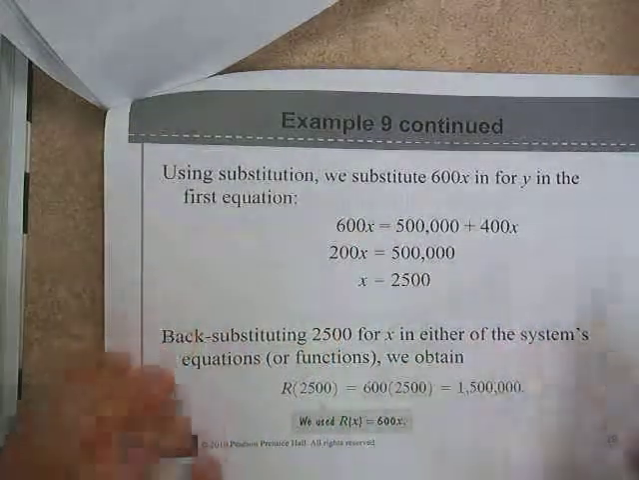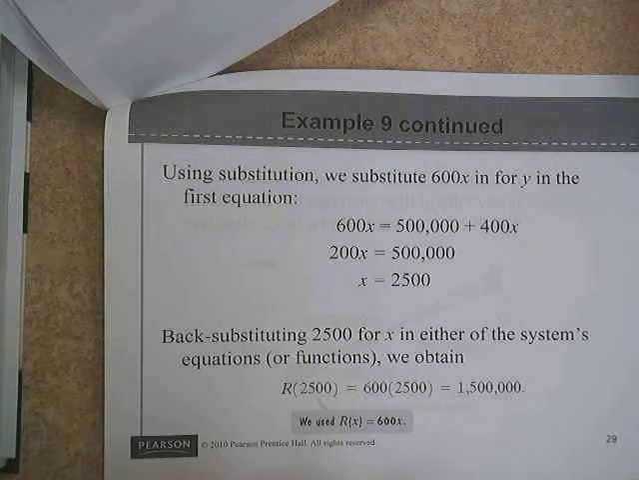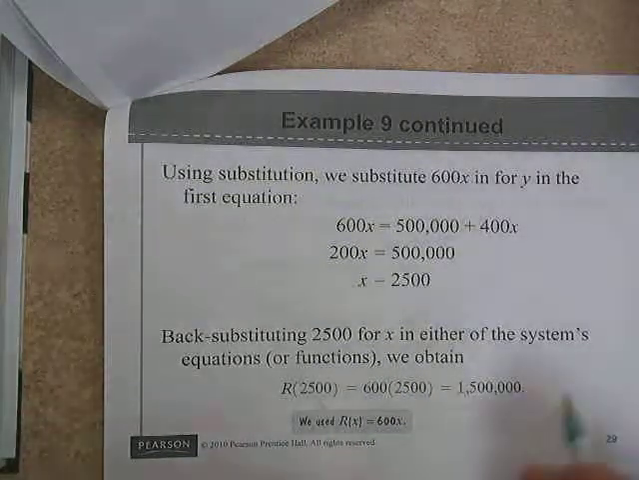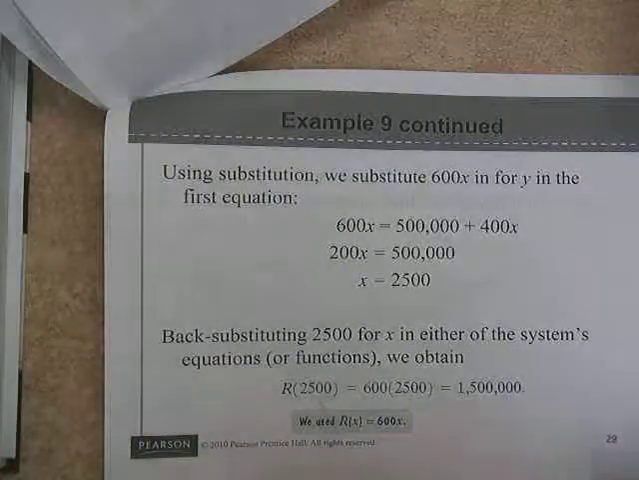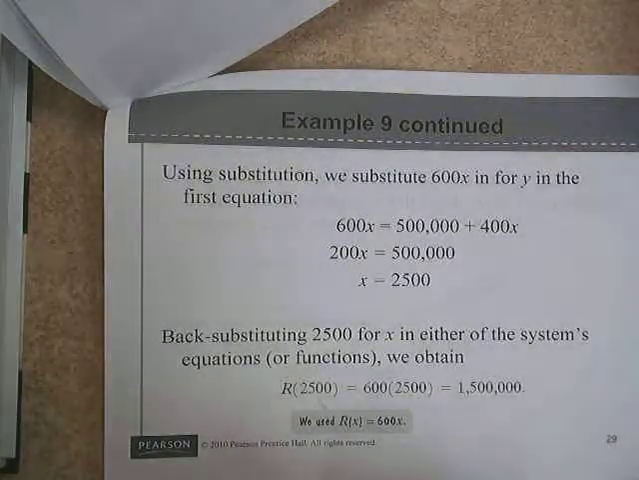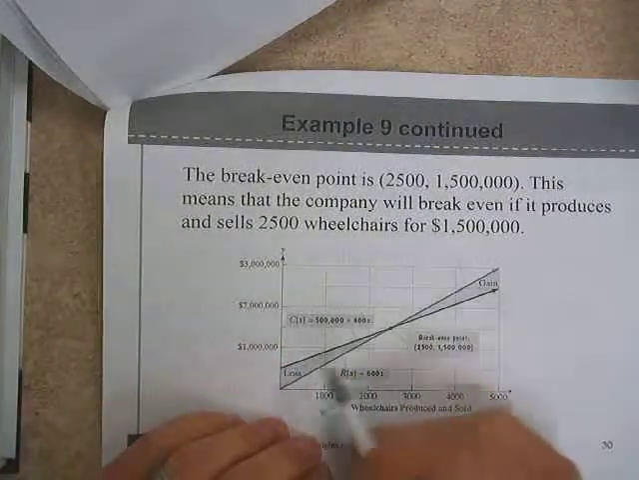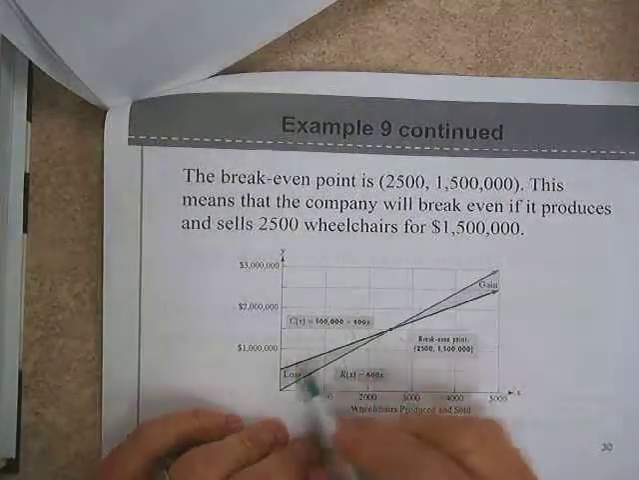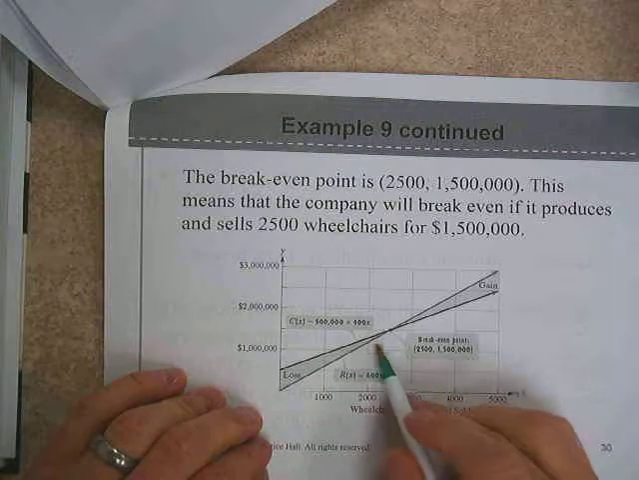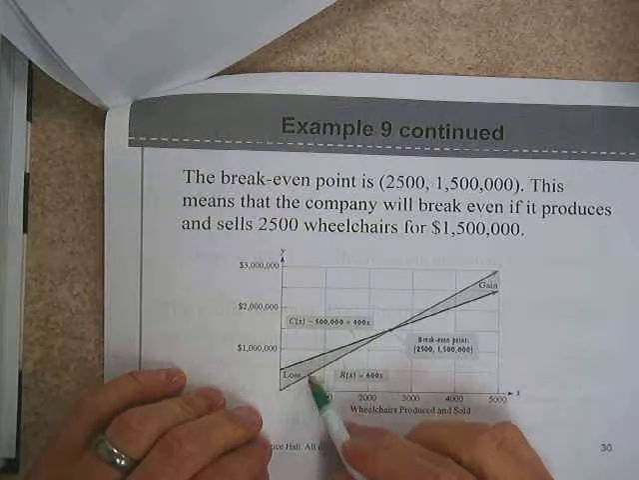Which we wrote as a system in this one. We can either use substitution or elimination. It's up to us. They chose to use elimination. They replaced the y in one with what y equals in the other. Went ahead and solved that, and we got 2,500. And ultimately, if we put 2,500 back into either equation, we wind up with 1,500,000, and remember that's in dollars.